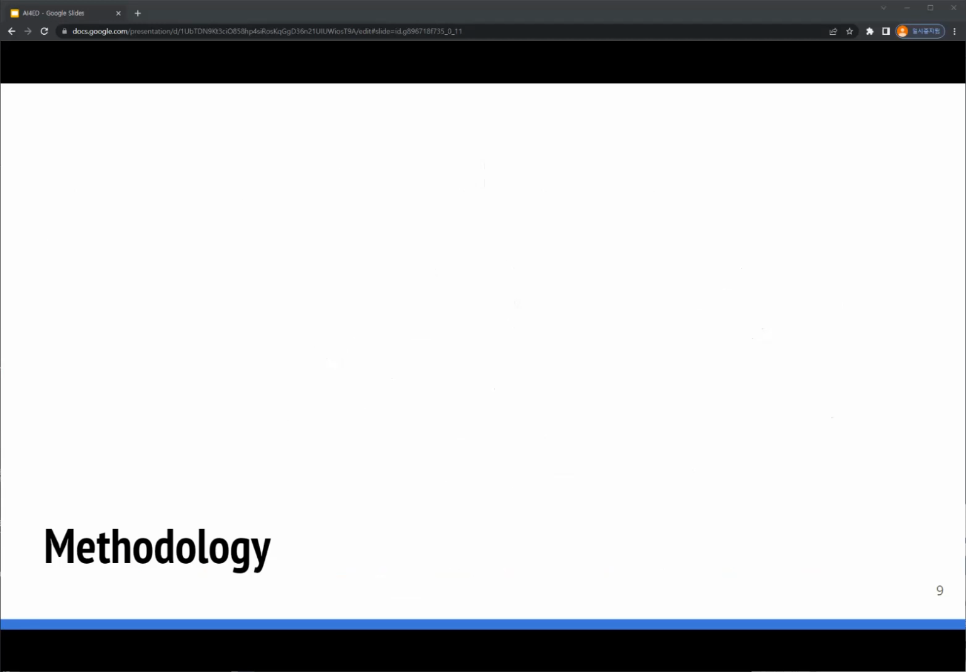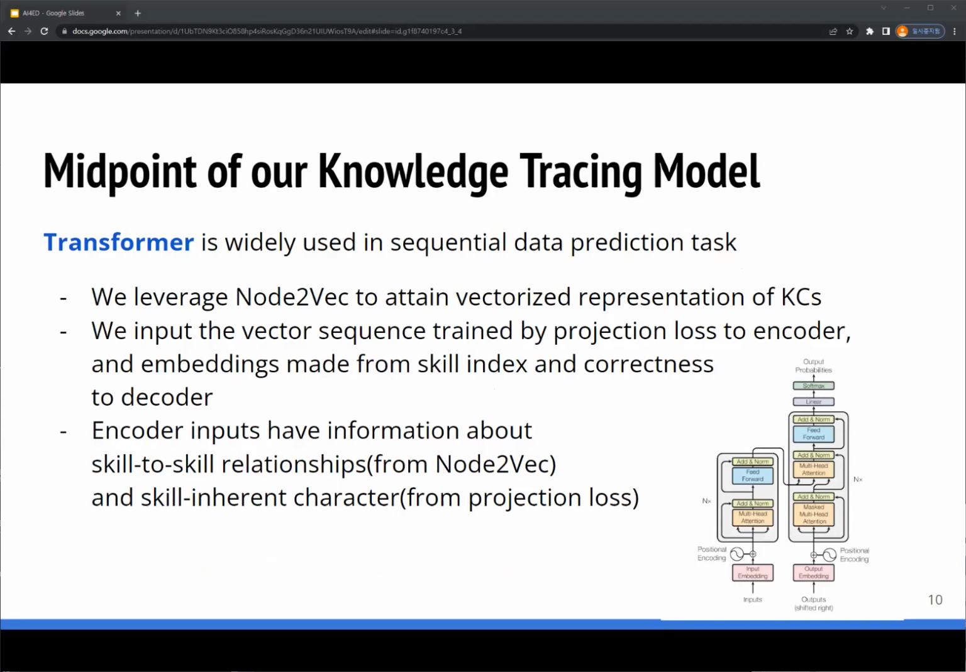Now let's go into the methodology. We use a transformer, which is widely used in various areas such as sequential prediction, image processing, and NLP. To improve the effectiveness of our transformer method, we use a method called Node2Vec to obtain vectorized representations of knowledge components or knowledge skills. These vectorized representations allow us to better understand the relationship between knowledge components.